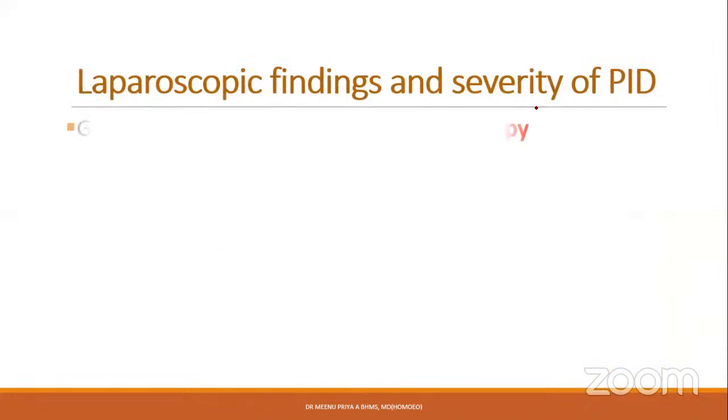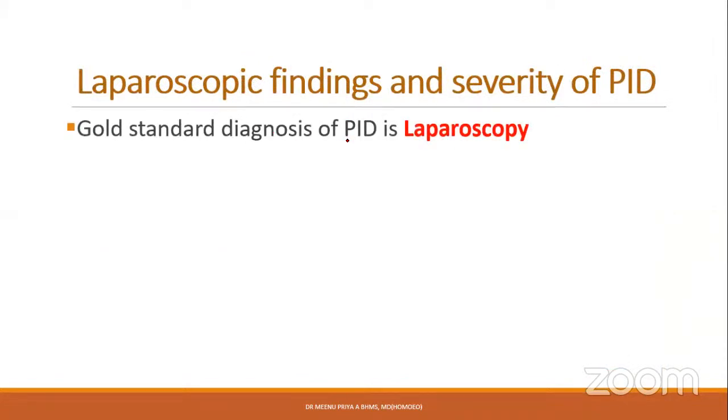Laparoscopic findings and severity of PID. The gold standard diagnosis of PID, again remember, very important, is laparoscopy. We all know laparoscopy is a gold standard for many conditions. Just make a list of investigations, for example write down laparoscopy, and make a list of which gold standard diagnosis is there for which conditions. One is PID, and what other conditions are there, just make a list.